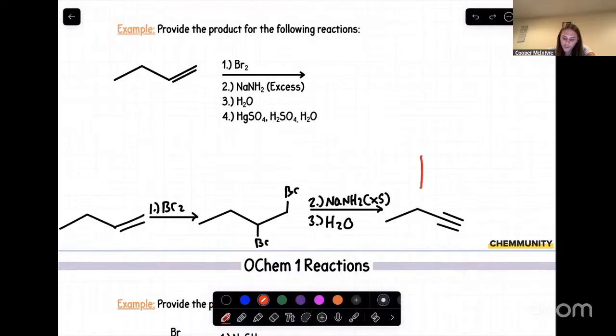And then for our fourth and final step, we have mercuric sulfate, HgSO4, along with H2SO4, and then our water. Perfect.